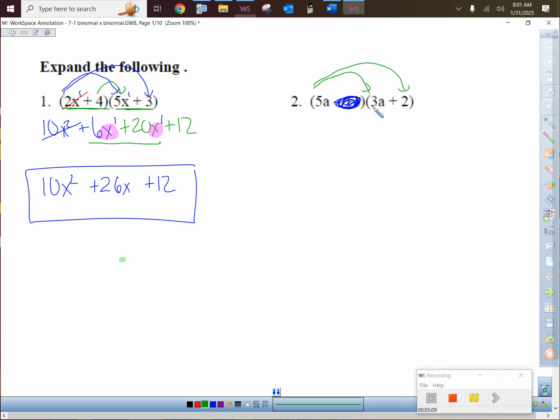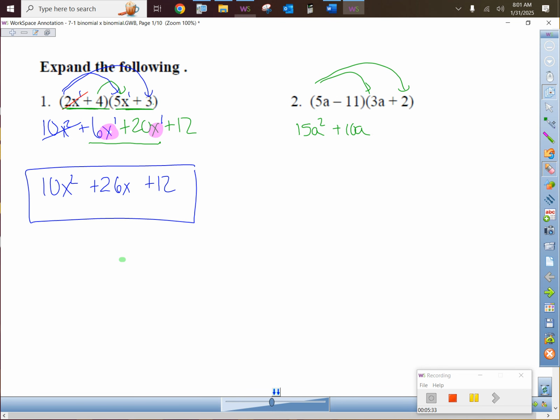So 5a times 3a, wouldn't that be 15? And then how many a's would you have? A to the second. Are we all right with that guy? And then 5a times 2. Check yours with mine. I got 10a back. Is that cool? Then here's our arch enemy.